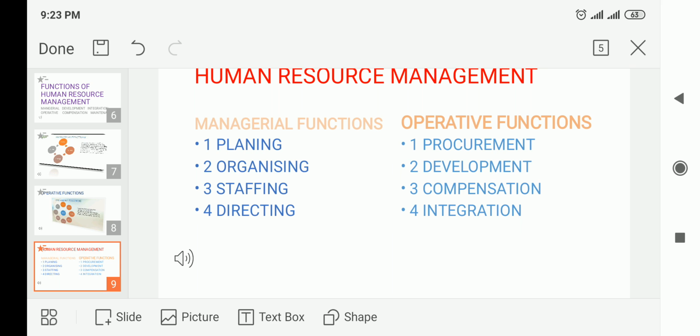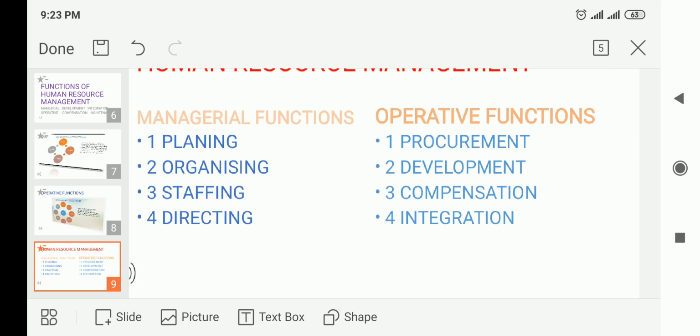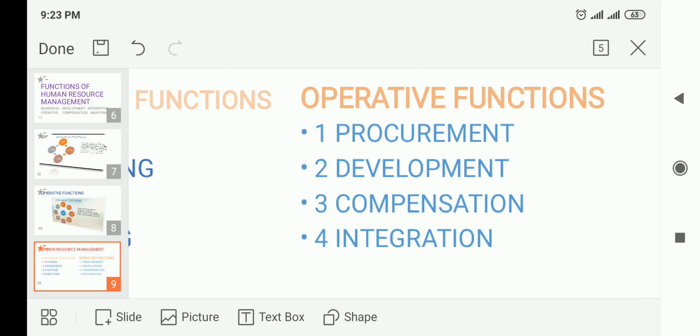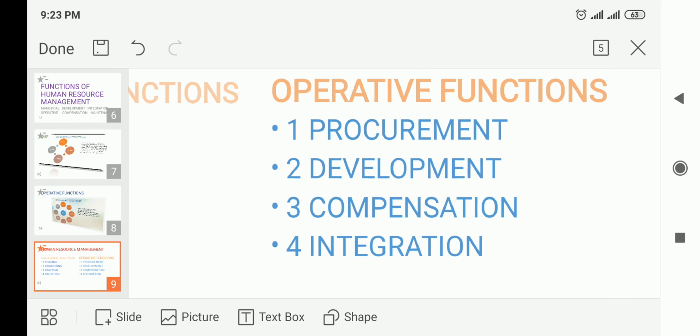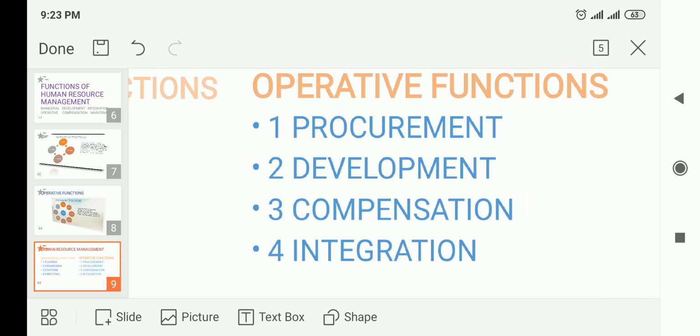Then we have this side, the operative function, as you can see. Do you want me to enlarge the size? Okay, I'm doing it. I'm enlarging it for you. Yeah, I love my students a lot. You see the operative functions. The first one is procurement. Second is development, third is compensation, and the fourth one is integration.